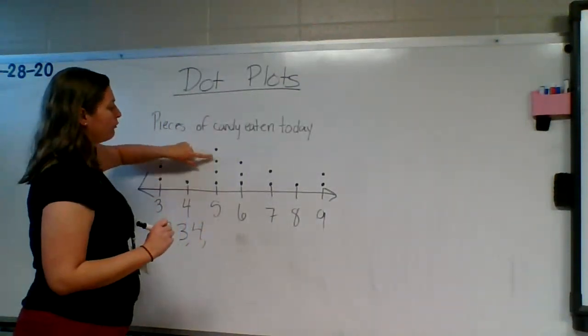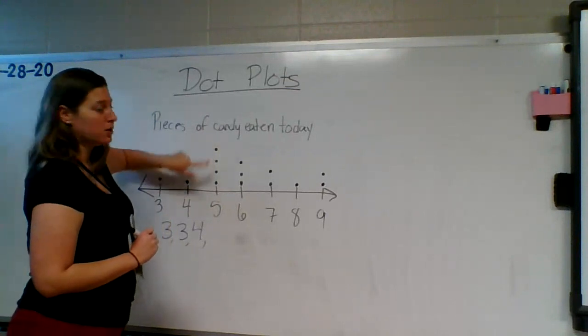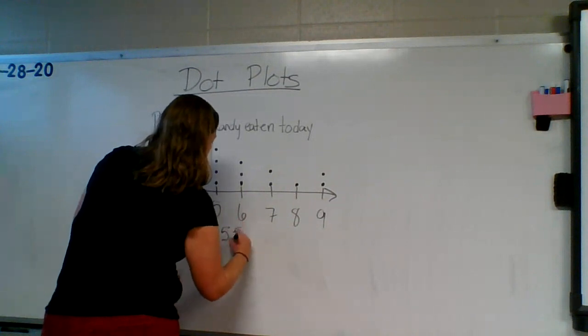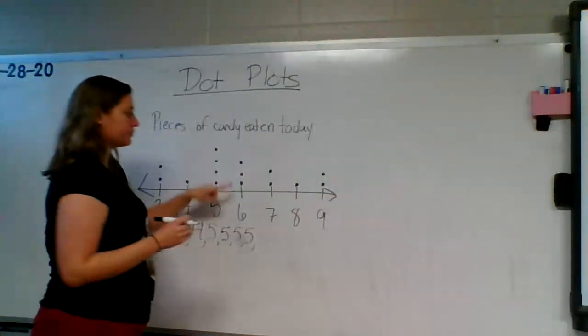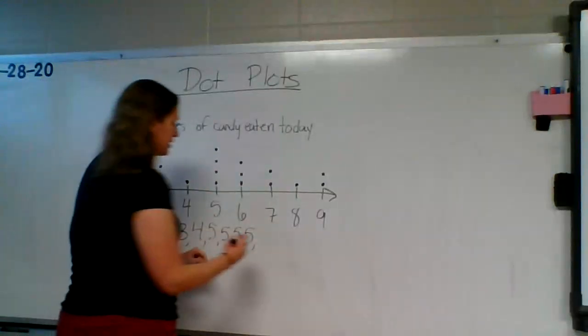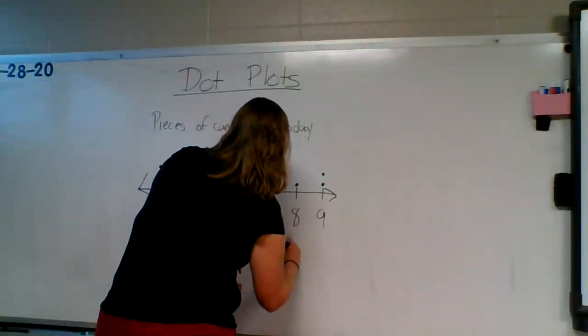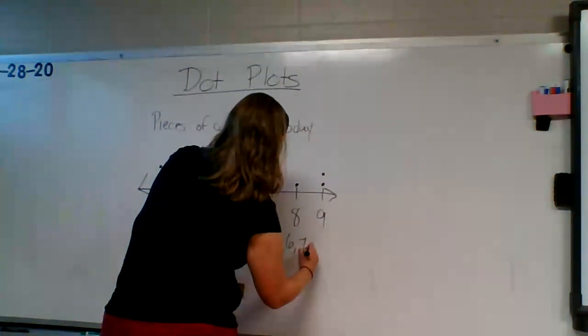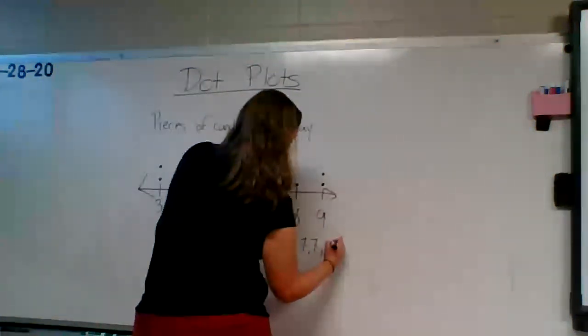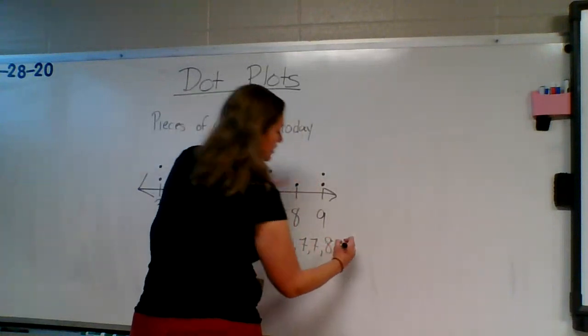I have 4 5s in my data set. I have 3 dots above 6. So I should have 3 6s. I have 2 7s. I have 1 dot above 8. And I have 2 dots above 9.